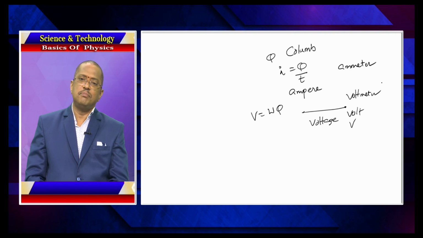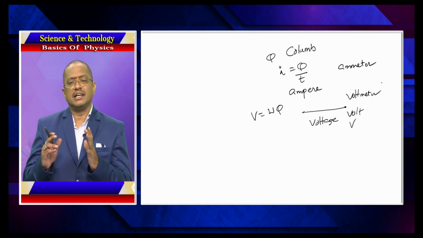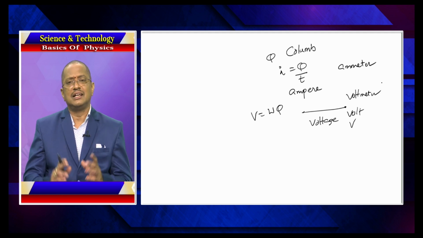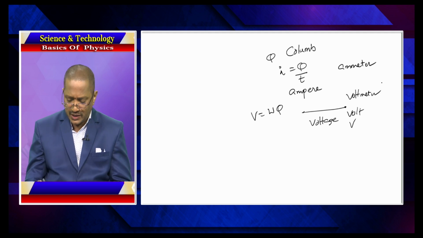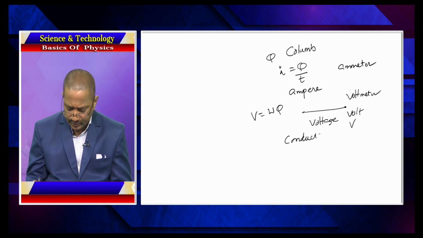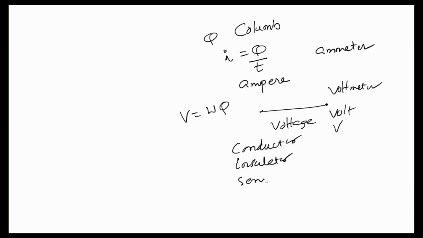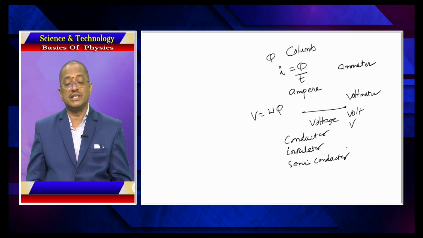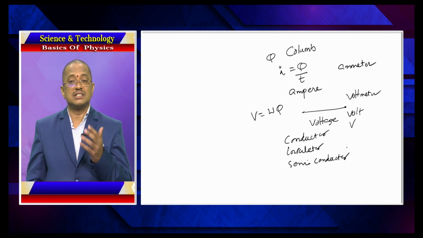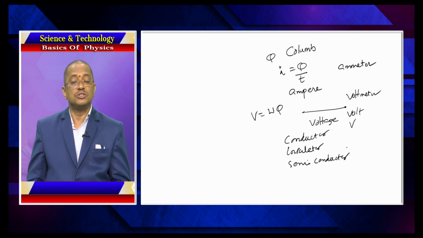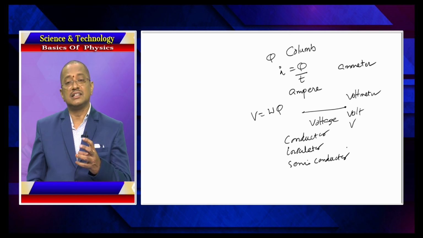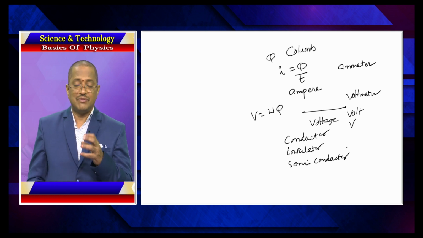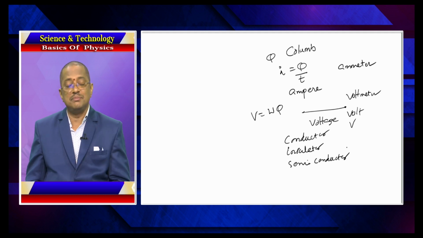Here, the very important thing is that we can classify all substances into three kinds. One is called conductor, second one is insulator, third one is semiconductor. A conductor is an object that allows current to pass through it. An insulator does not allow current through it, and a semiconductor allows current through it only in specific conditions.